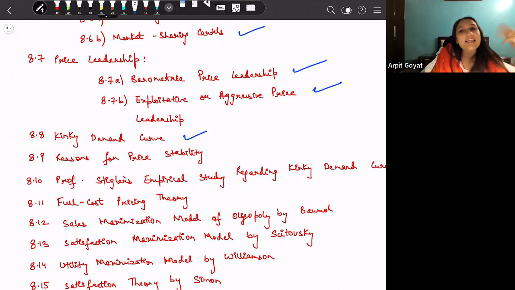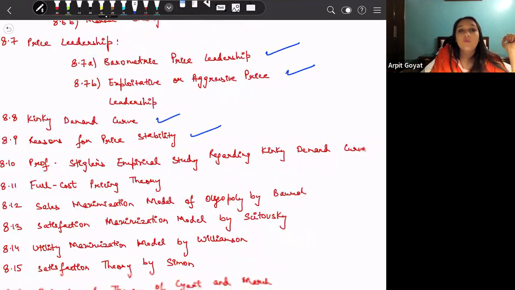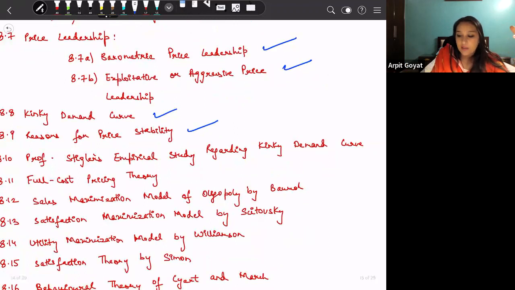Then we will discuss the kinky demand curve in depth. We'll discuss the reasons for price stability. We'll discuss Stigler's empirical study regarding the kinky demand curve. We'll discuss full cost pricing theory, the sales maximization model of oligopoly by Baumol, and Skitowski's satisfaction maximization model.